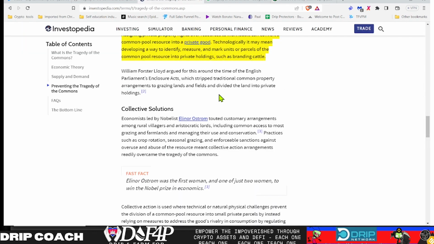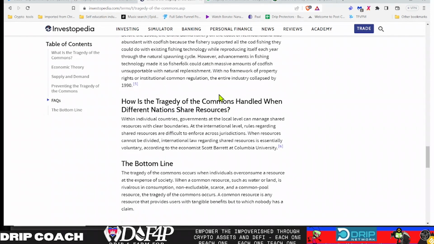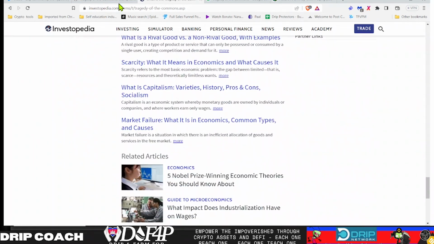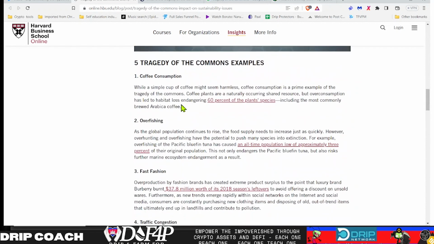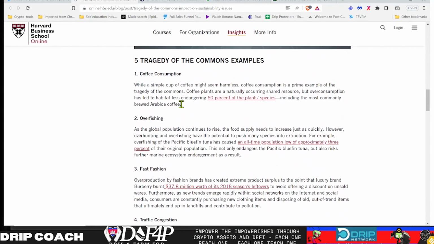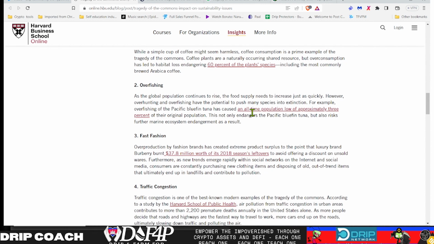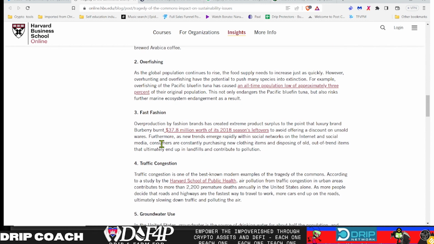So we're going to talk about it strictly from the DeFi side, but I just want to give you some context on that and then go into the additional details here. They have 5 examples. Coffee consumption. While a simple cup of coffee might seem harmless, coffee consumption is a prime example of the tragedy of the commons. Coffee plants are a naturally occurring shared resource, but overconsumption has led to habitat loss, endangering 60% of plant species. Overfishing, fast fashion.